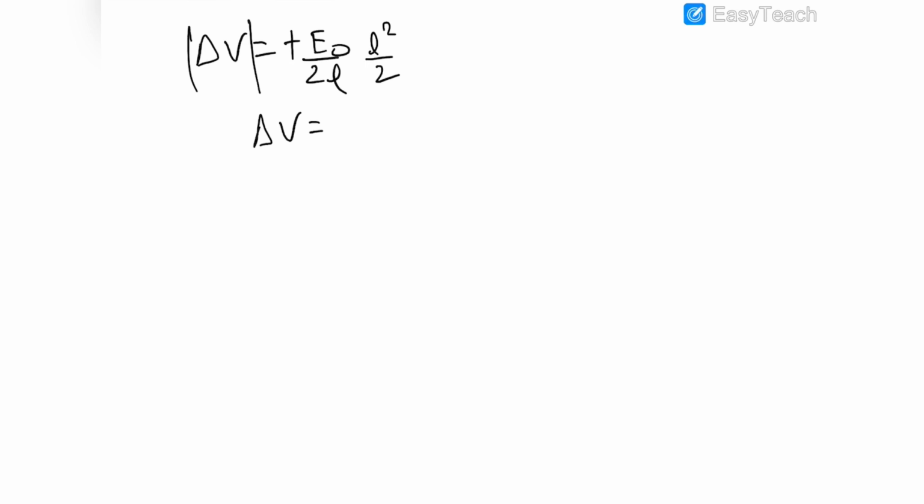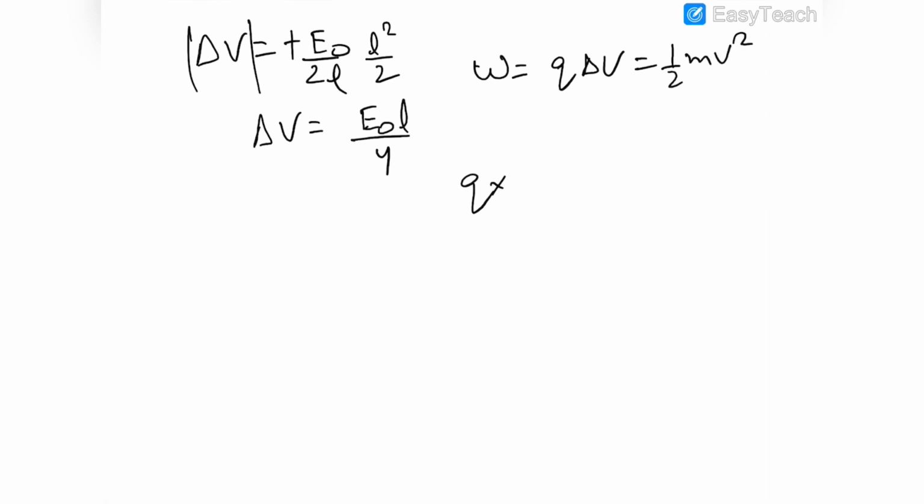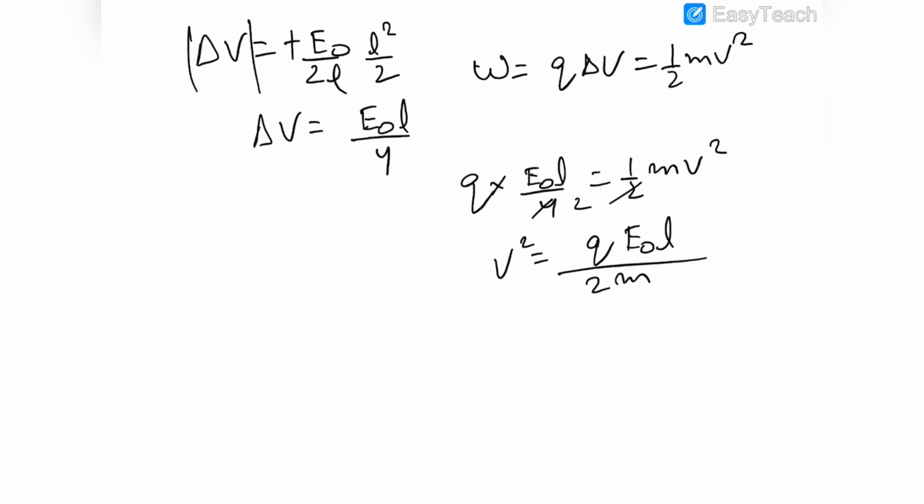So delta V would be equal to E naught L by 4, and the work done will be equal to Q delta V. This would be equal to half mv square, where V is the velocity which we have given. So Q into delta V, E naught L by 4, is equal to half mv square. So V square is equal to Q E naught L by m into 2, and V will be equal to the root of this.